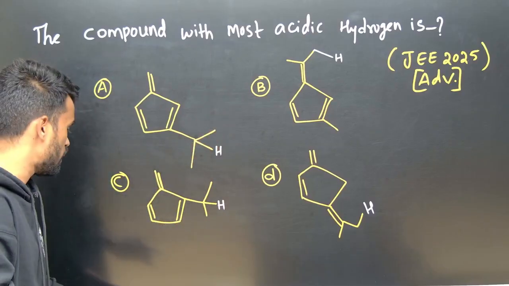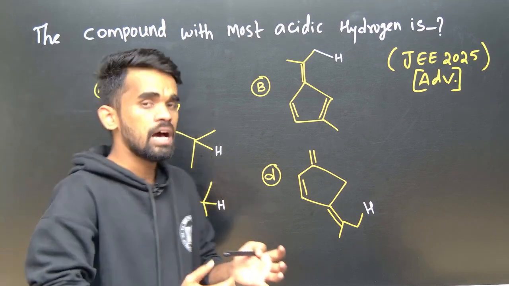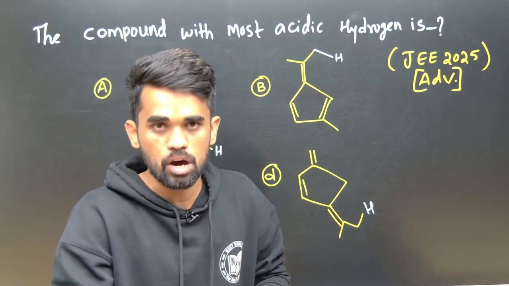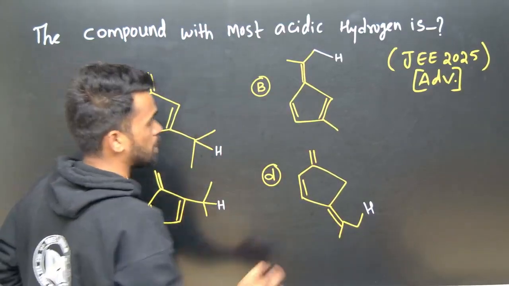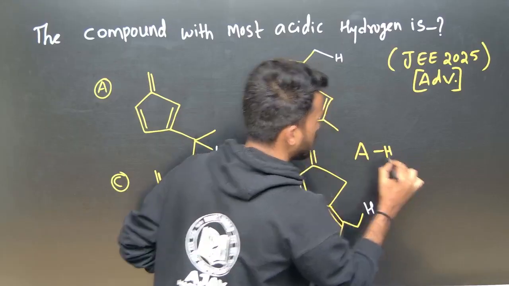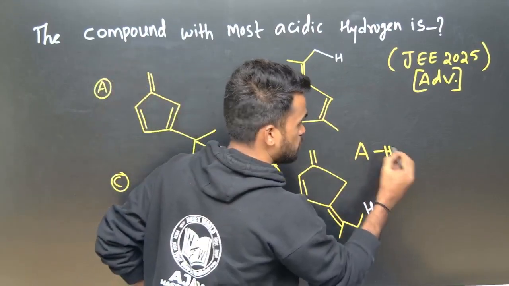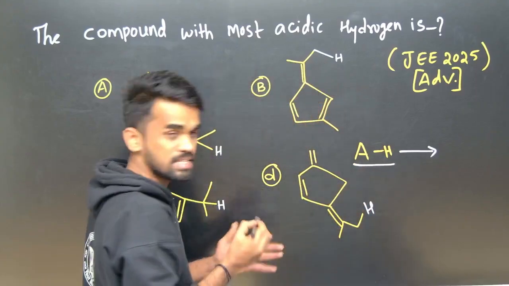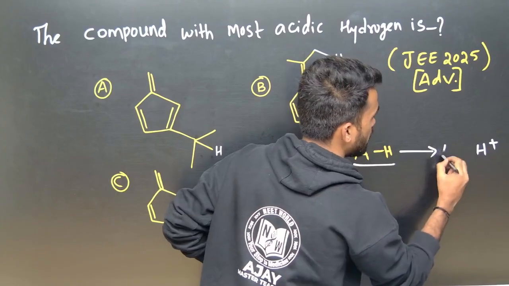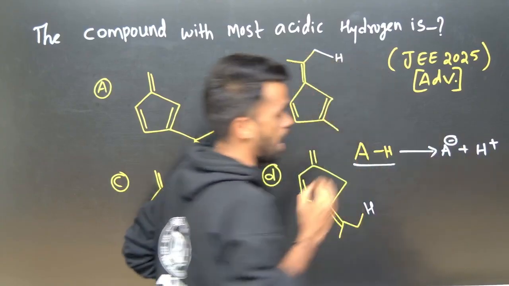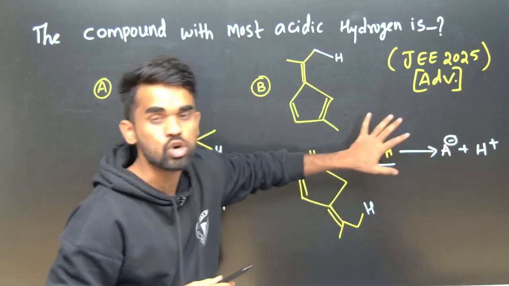So how can we identify that compound? Look here, in order to answer the acidic nature of organic compounds, we need to know the stability of the conjugate base. For example, let us say AH is an acid, an organic acid. By releasing this H plus ion, it will form an A minus anion. So if this is an acid, then this A minus will be its conjugate base.